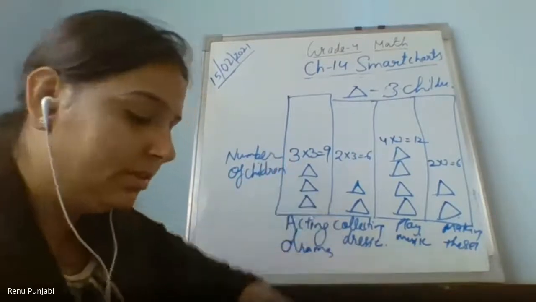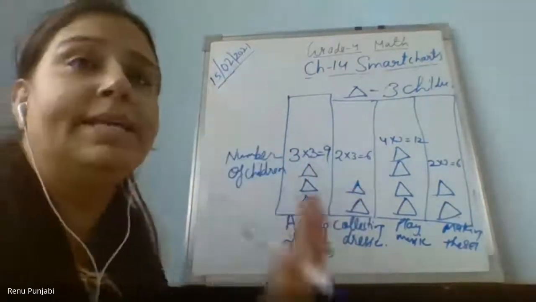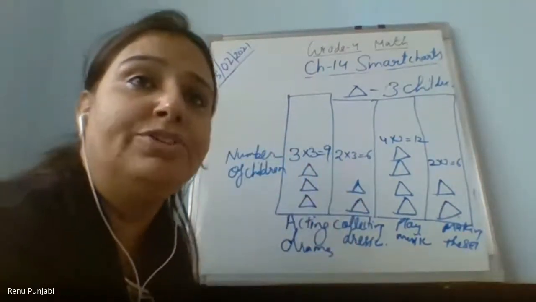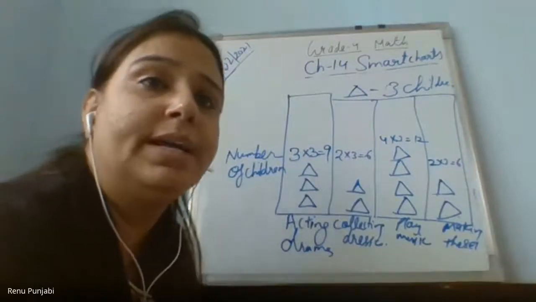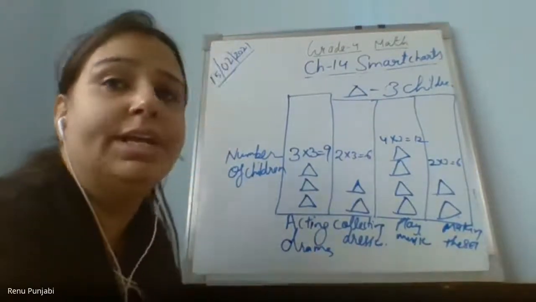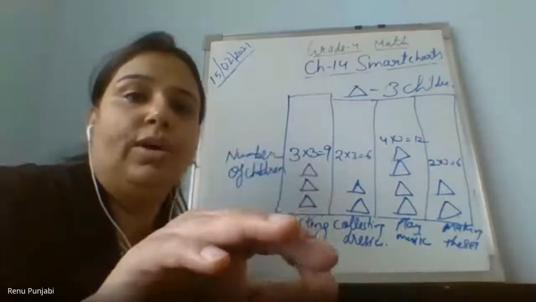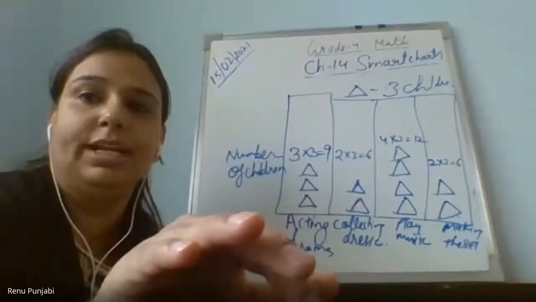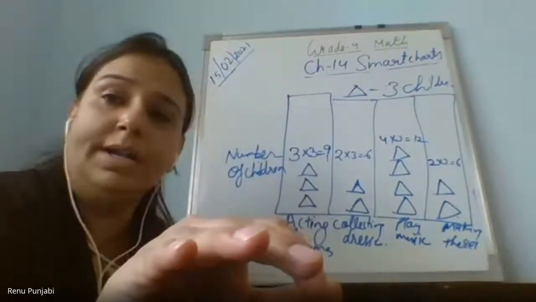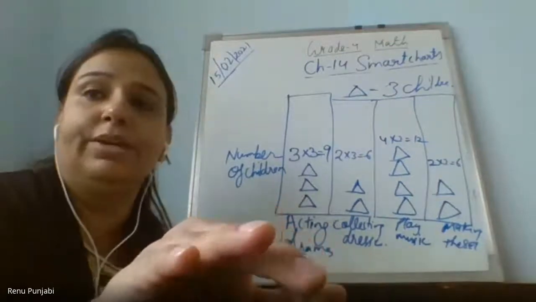So you have understood what a vertical pictograph is. When pictures are shown in the vertical form, then it is a vertical pictograph. Now I will present the screen and ask a few questions related to the vertical pictograph and the simple pictograph also. Ma'am, I have a doubt.